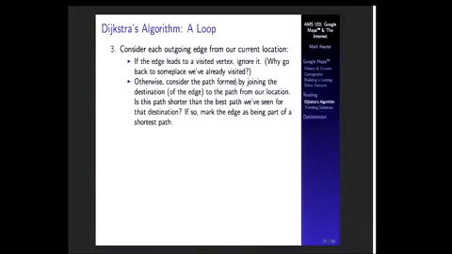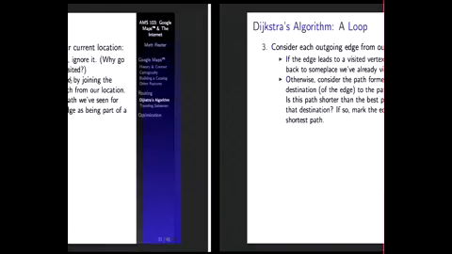Any other way, if we find it later, is going to have to be longer than that, because we would then have to go to a city we haven't visited yet, which has a longer distance, and then we would add more cost on top of that to get back to whatever that city is, which is just a longer path. Okay? And so we then move our car to that city and repeat the whole process.